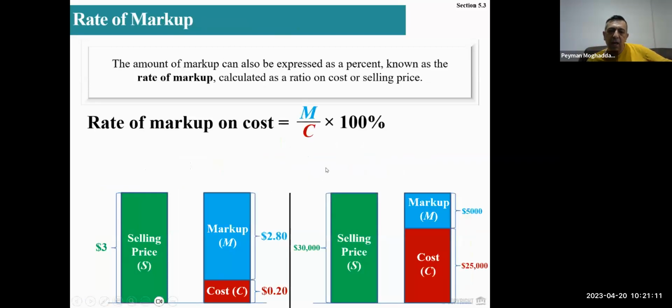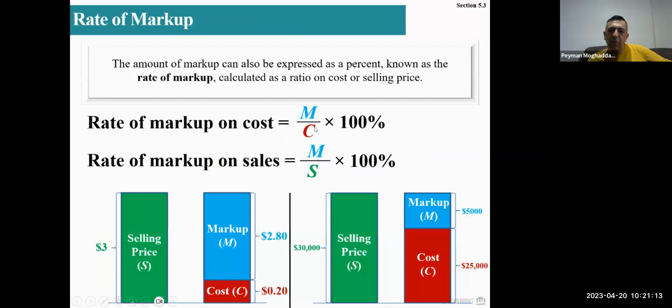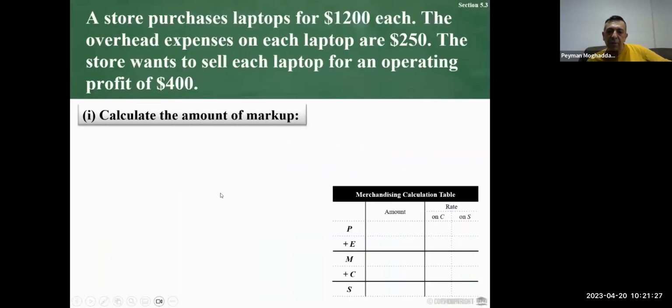Okay. And we also learned rate of markup. Rate of markup on cost is markup divided by cost, multiplied by 100. Or rate of markup on sales is markup divided by selling price, multiplied by 100, right? So that's what we learned.